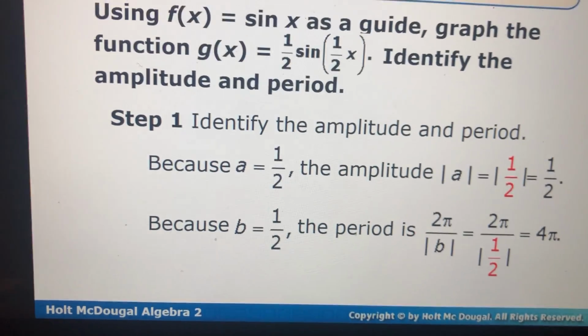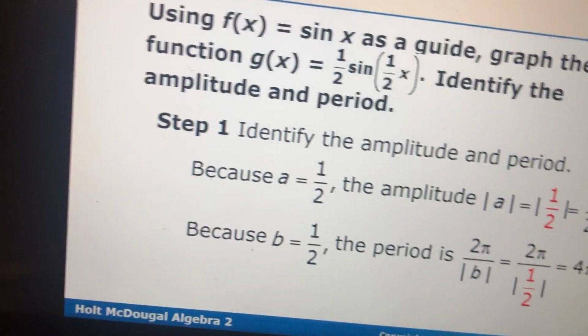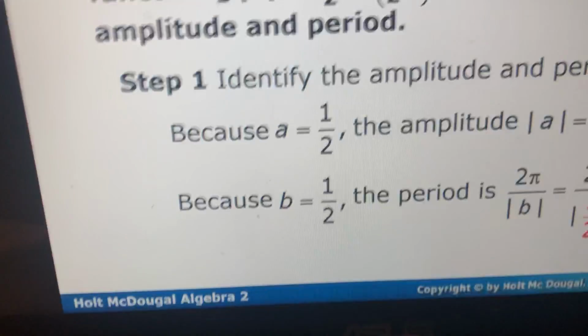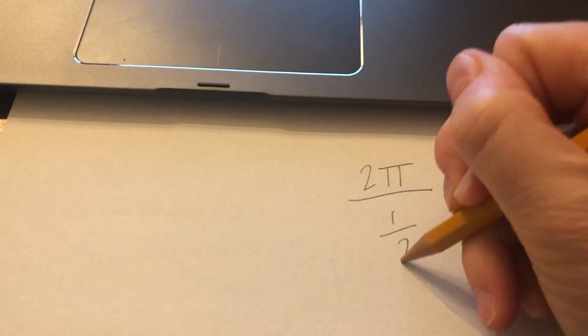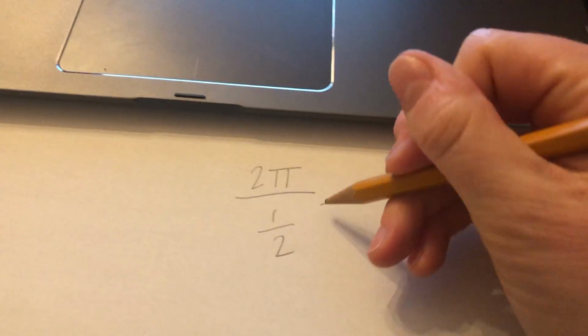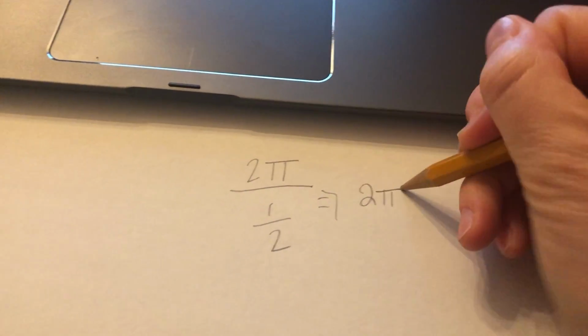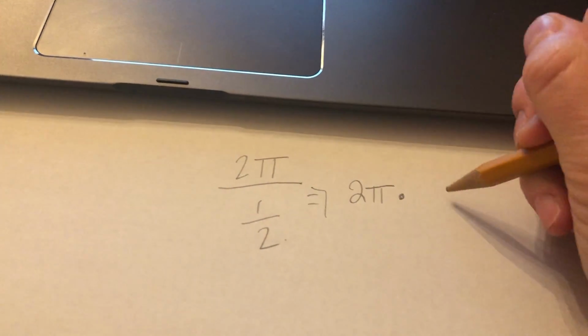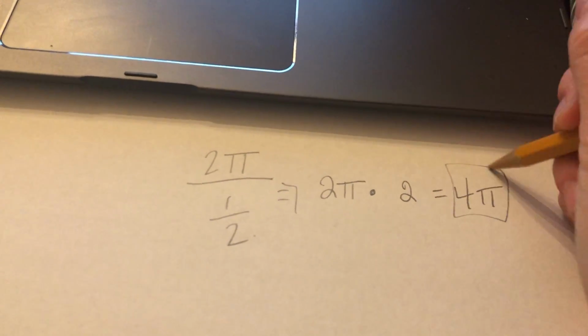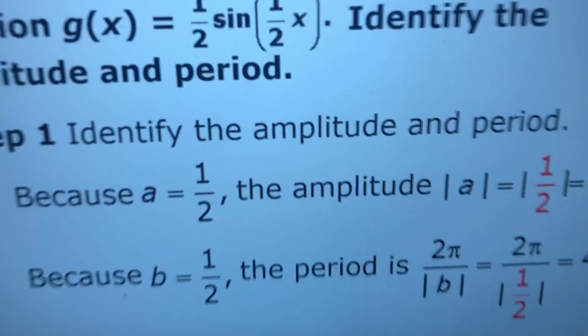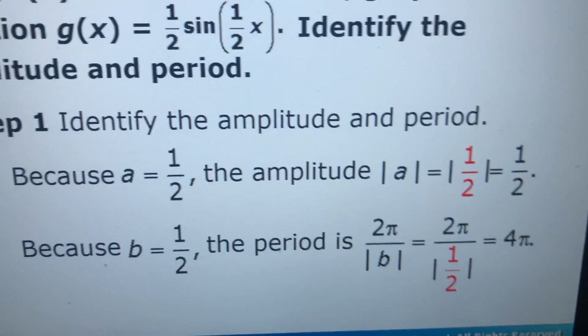which will give me 4 pi. If you're not sure how they came up with 4 pi, hold on, let me grab a paper. So 2 pi divided by 1/2. Remember, that's 2 pi multiplied by the reciprocal of 1/2, which is 2, so that's how you get 4 pi as your period. That's how they come up with the 4 pi here.